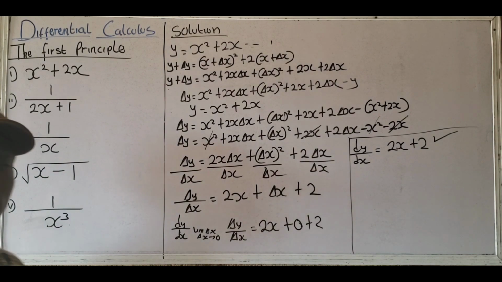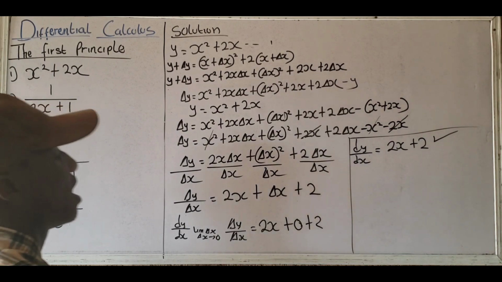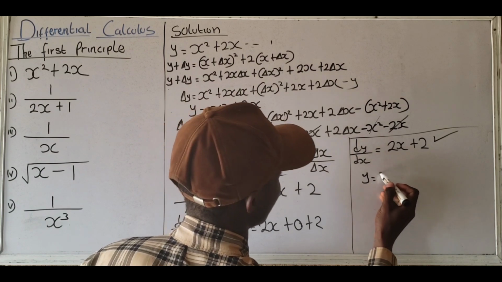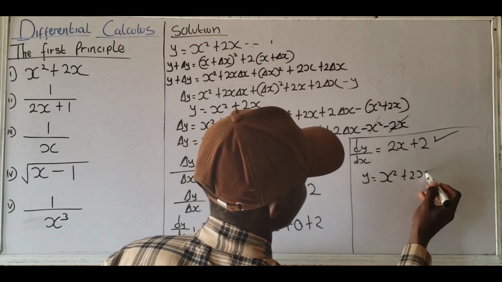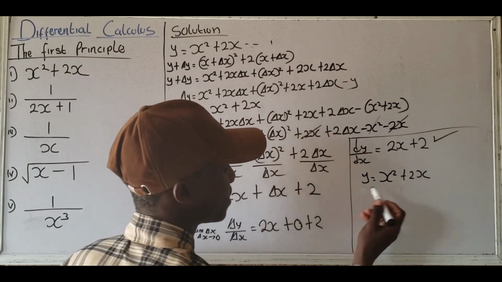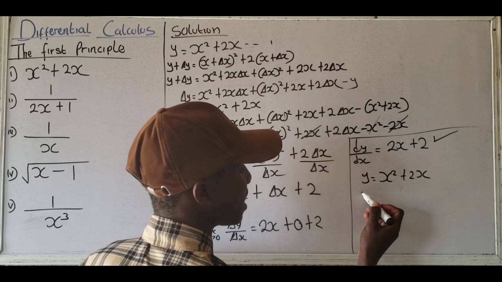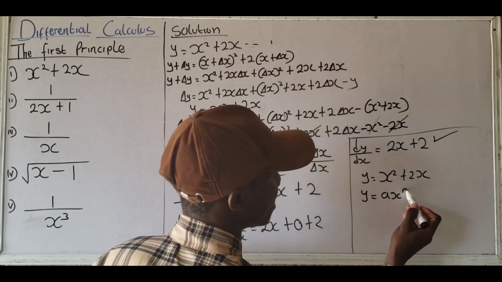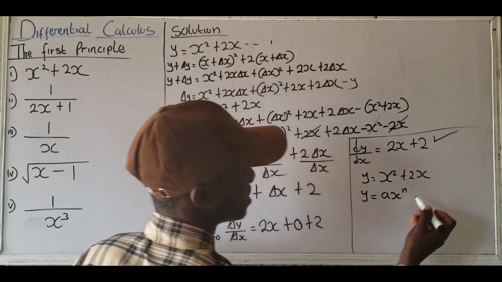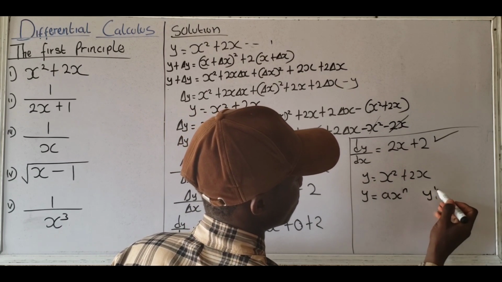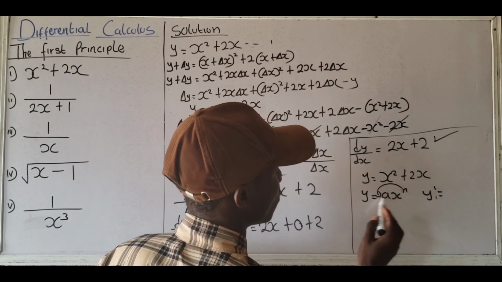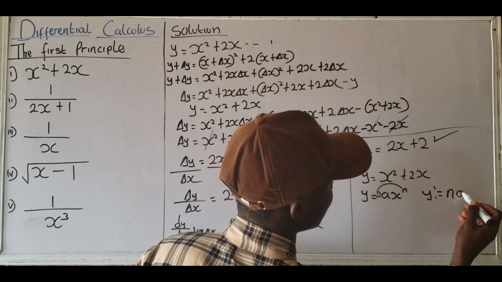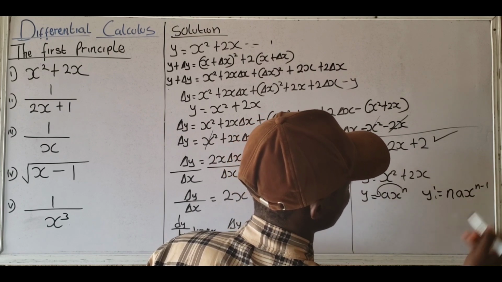And if you use the polynomial rule or the power rule to differentiate the function, you are still going to have 2x plus 2. Let us check. We are having y equals x squared plus 2x. According to the polynomial rule, if you have something like y equals a x raised to the power of n, the derivative of y equals, this power will multiply the coefficient. So I'm going to have n a x raised to the power of n minus 1.